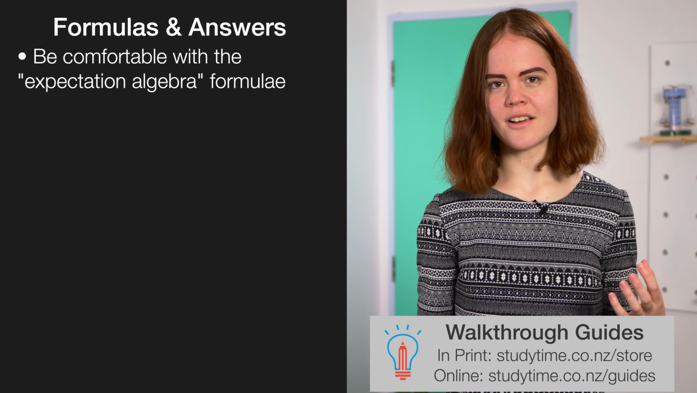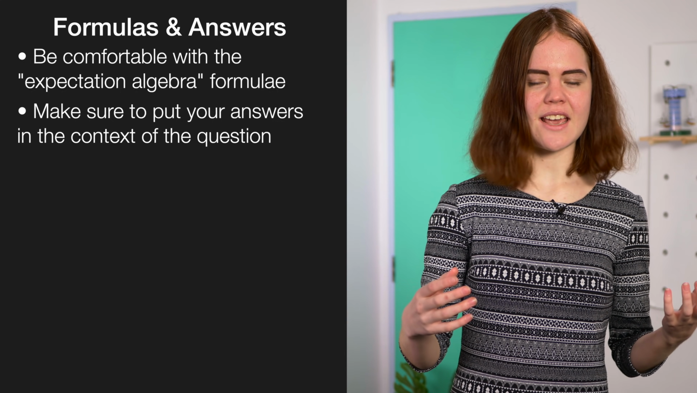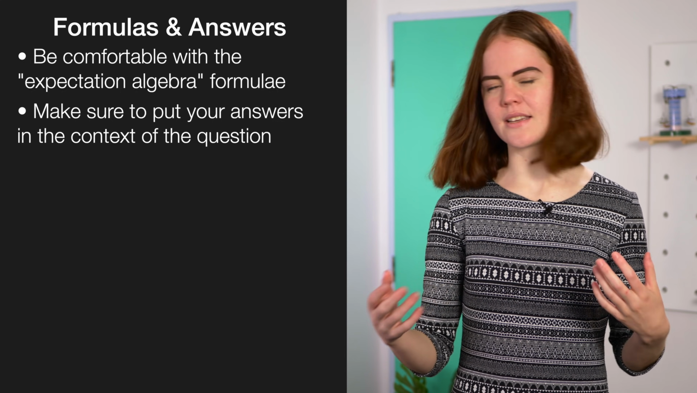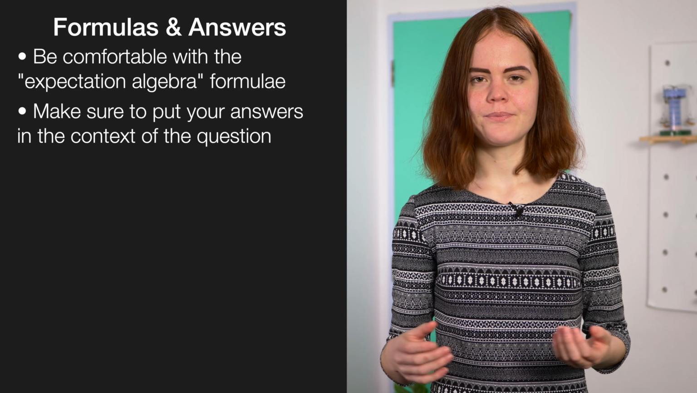Once you've actually calculated your answer, make sure to put your answer in context. So you would never just say P equals 0.1, instead you'd say something more like the probability of a chihuahua weighing over 2 kgs is 0.1.